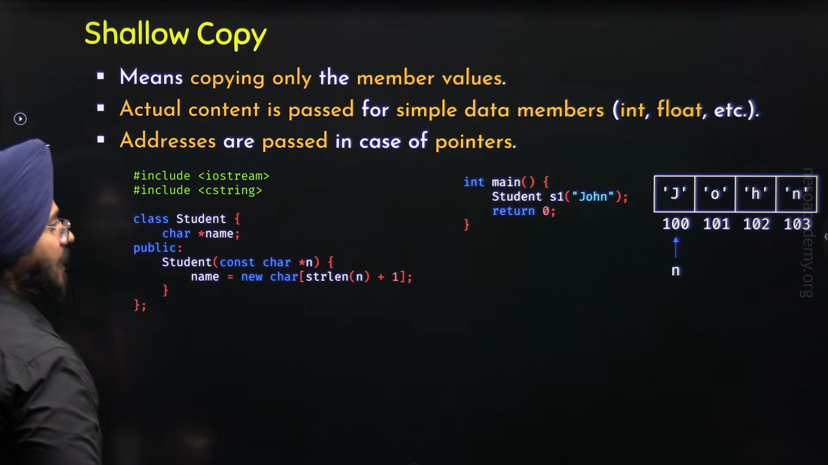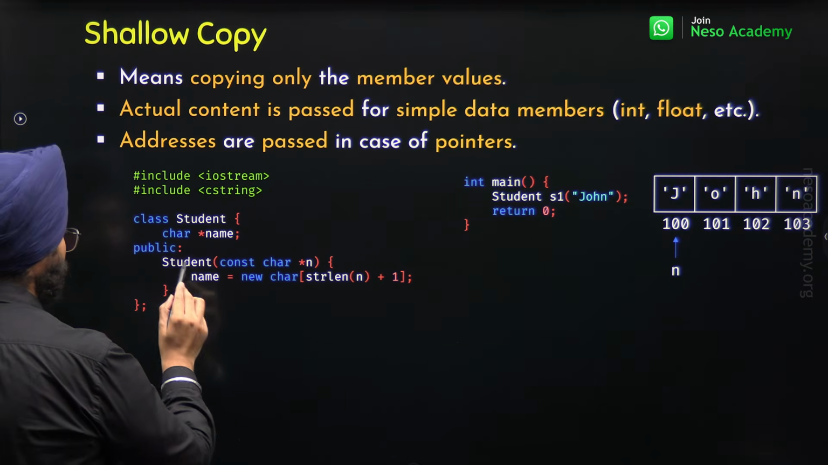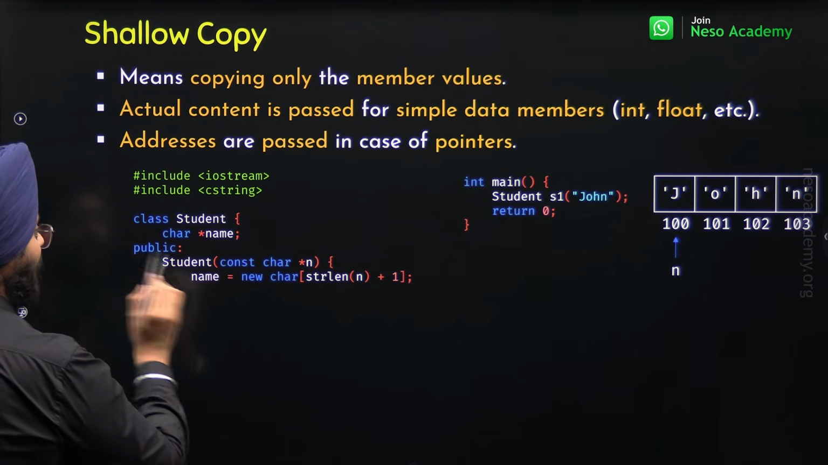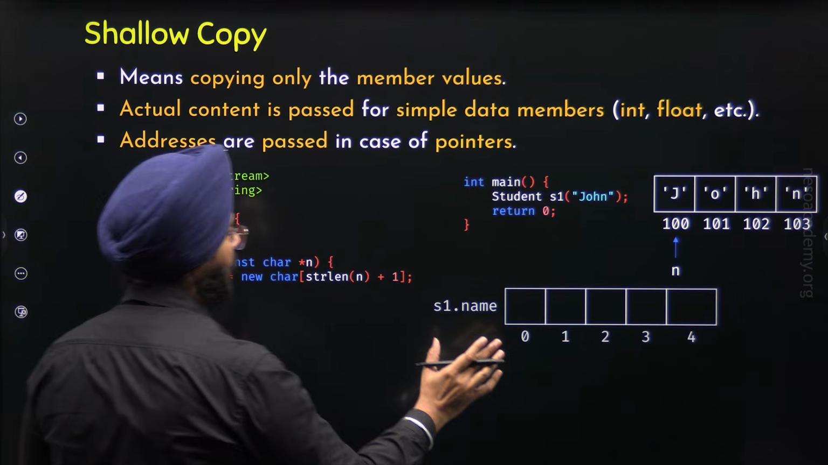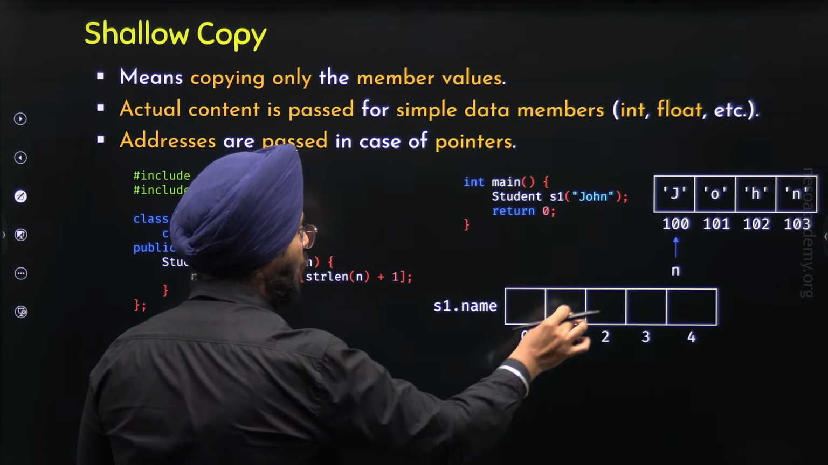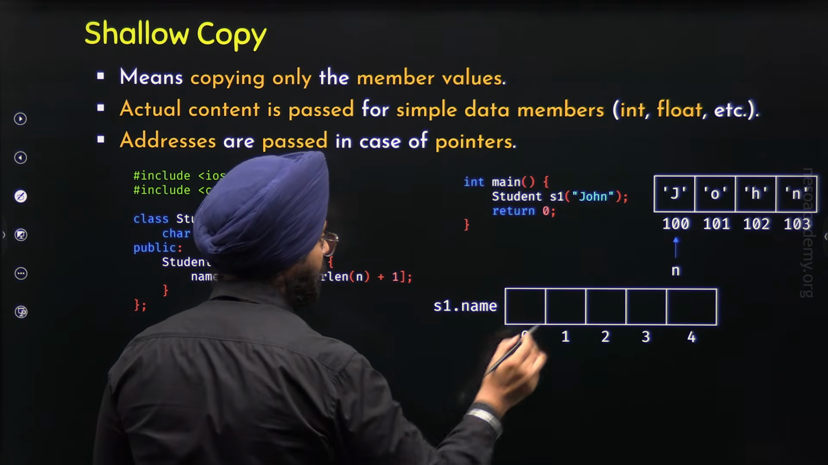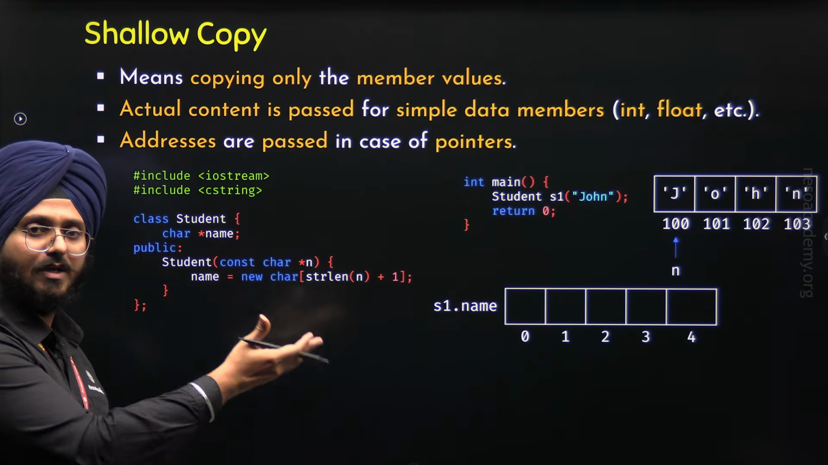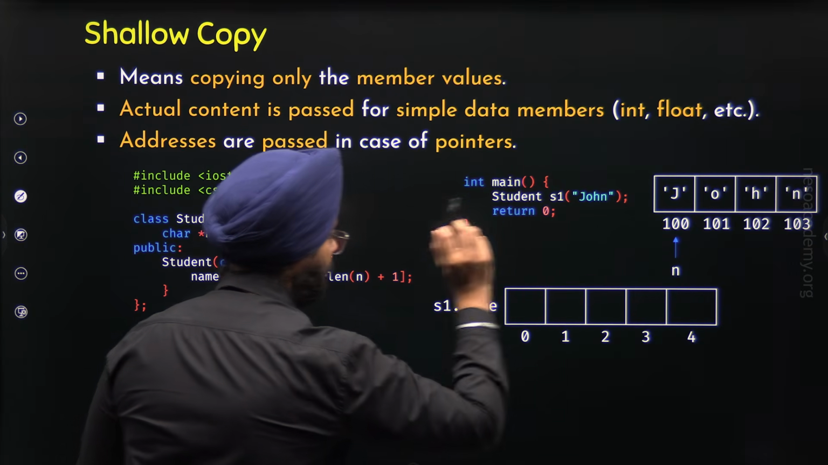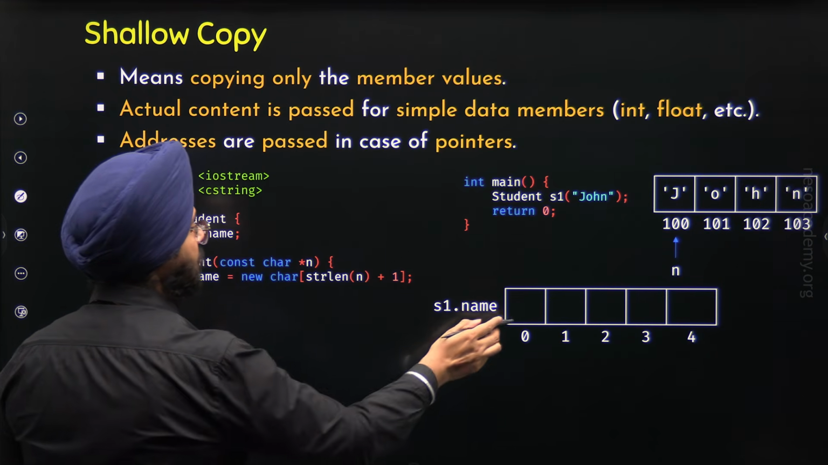Also, you can observe that S1 is the object which is invoking this function or this constructor. Therefore, here we have S1.name. So we can say the new array is S1.name with 5 blocks where each block can hold a character. Here we have these indices from 0 to 4. This is how the array looks like. The last block is reserved for the null character. S1.name is holding the address of the first block.